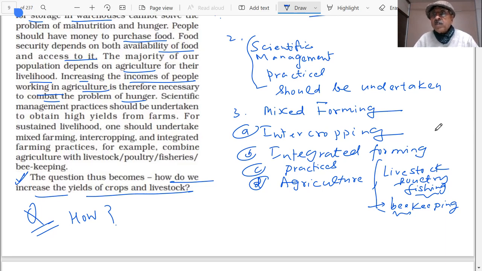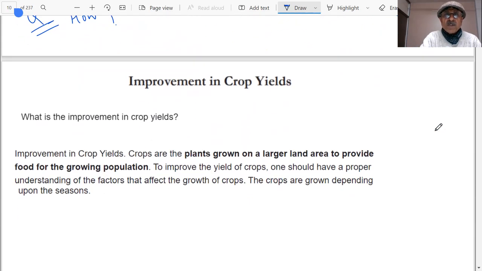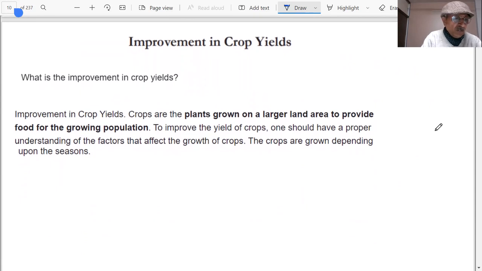And everyone should have sufficient money to buy whatever farming is producing, whatever livestock are there which man is using. And we have to improve methods, scientific methods to be used to increase the yields of crops and livestock. Note down everything. Interesting to see. So the first important point which is coming, students, is improvement in our crop yields.